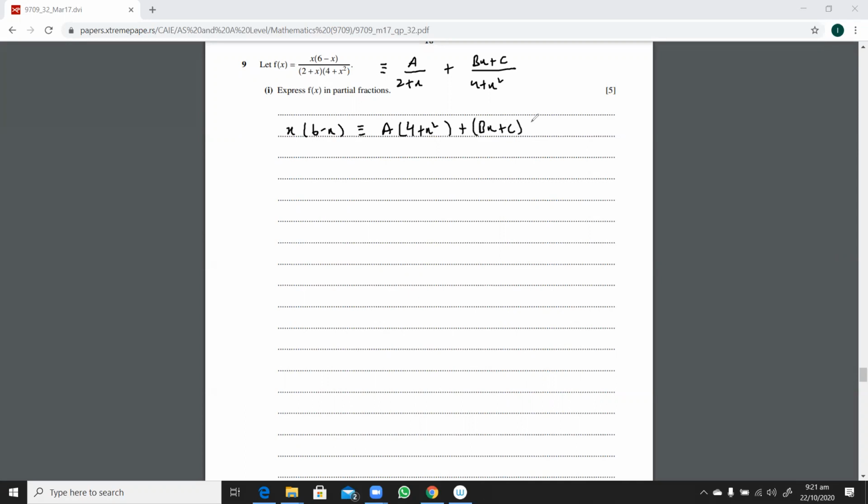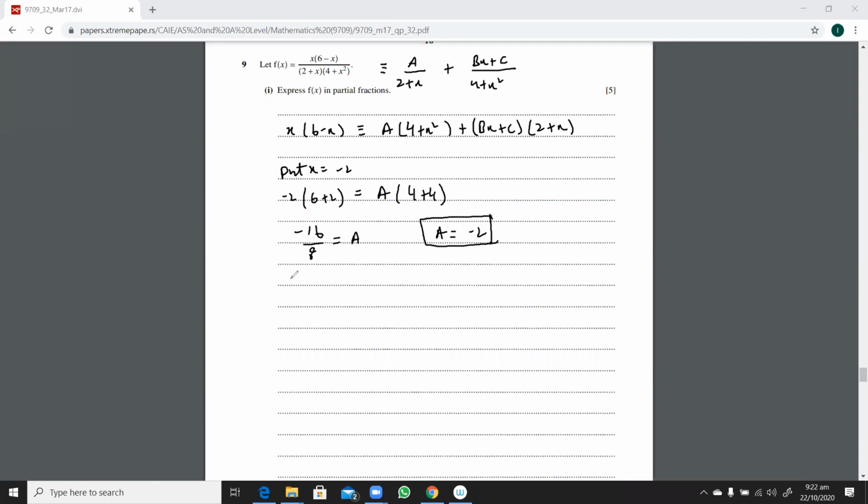Bx plus C into 2 plus x. Okay, so you will put x equal to minus 2. Putting x equal to minus 2, we have minus 2 into 6 plus 2, that is equal to A into 4 plus 4. So this is minus 16 over 8, that is your A. So A is going to be minus 2.